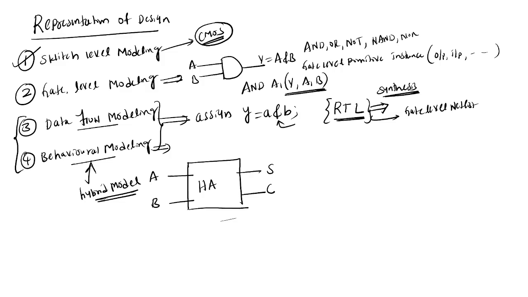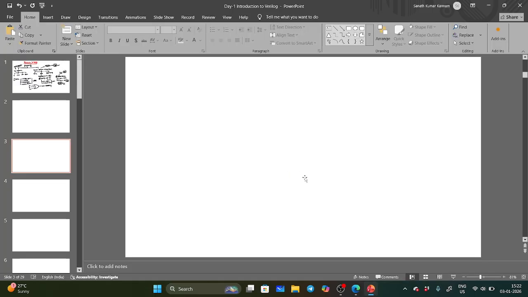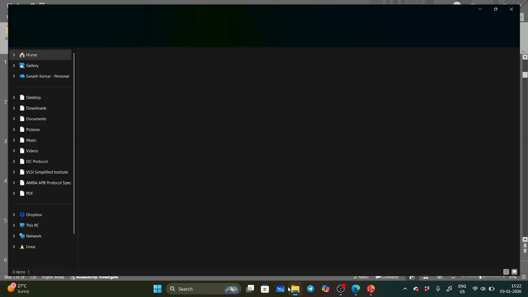So this is about the switch level modeling. I will give a clear explanation of this. One second.